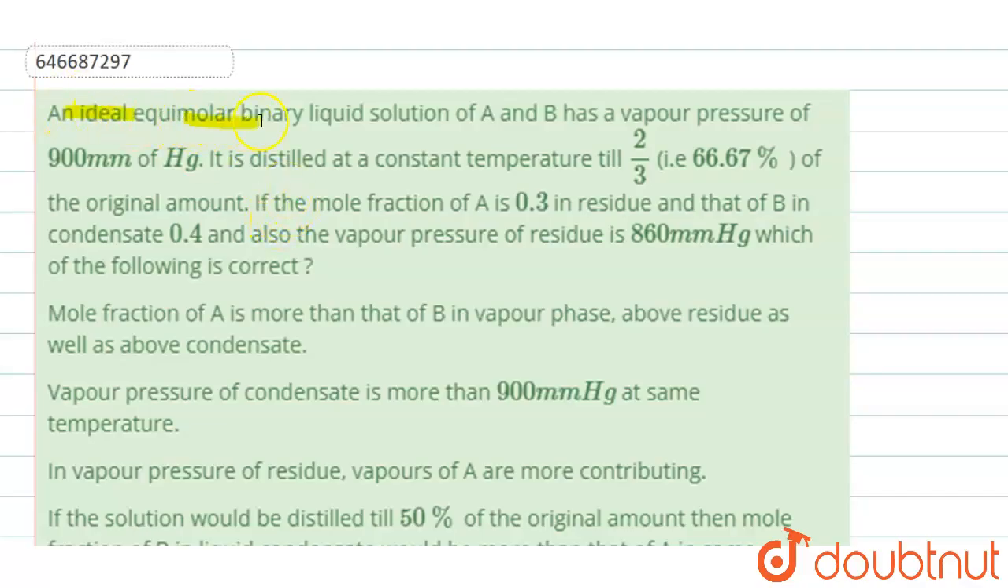Hello everyone, let's see the following question. An ideal equimolar binary liquid solution of A and B has a vapor pressure of 900 mmHg. It is distilled at a constant temperature till 2/3, that is 66.67% of the original amount. The mole fraction of A is 0.3 in the residue and that of B in the condensate is 0.4. And also the vapor pressure of the residue is 860 mmHg. Which of the following is the correct statement?